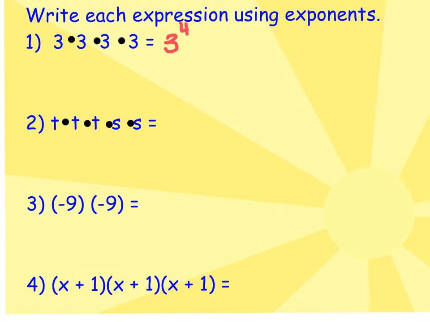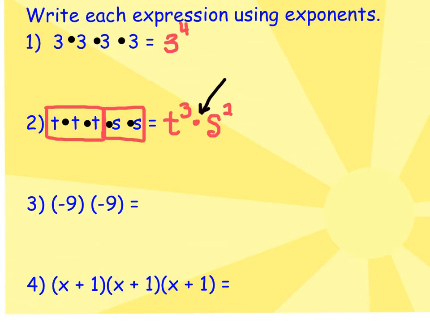On number 2, we only have variables and no numbers, and so we're going to do this the same way. We're going to first look at the t's, and how many t's do we have? 3 of them. And then we can put a multiplication sign here and show that that t to the third power is being multiplied to s to the second power. Now, do you really have to have that multiplication sign in between? No, because any time that you have two variables right next to each other, it means multiply. So it's okay to say t to the third, s to the second.